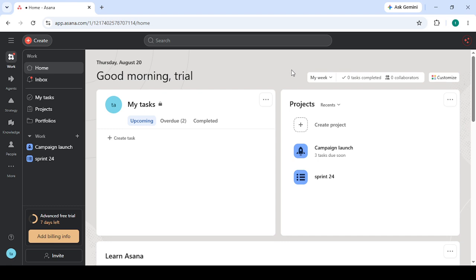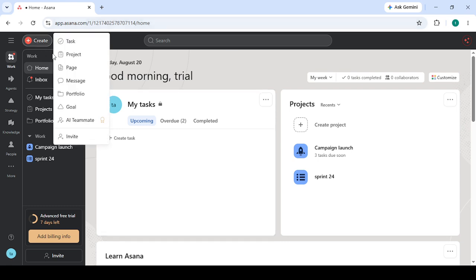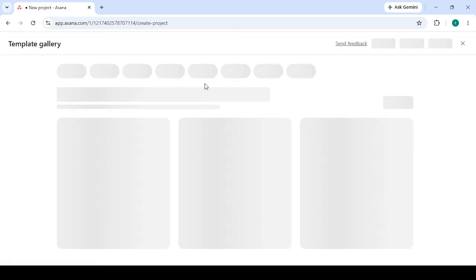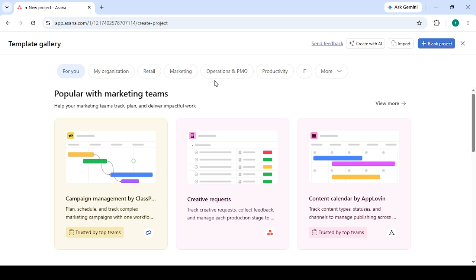To begin, create a new project and name it Company Standard Operating Procedures, or simply Company SOPs if you prefer a shorter title. This project will act as the main hub for your internal process documentation. Giving it a clear, professional name is important because it helps everyone immediately understand its purpose and makes it easier to locate later.